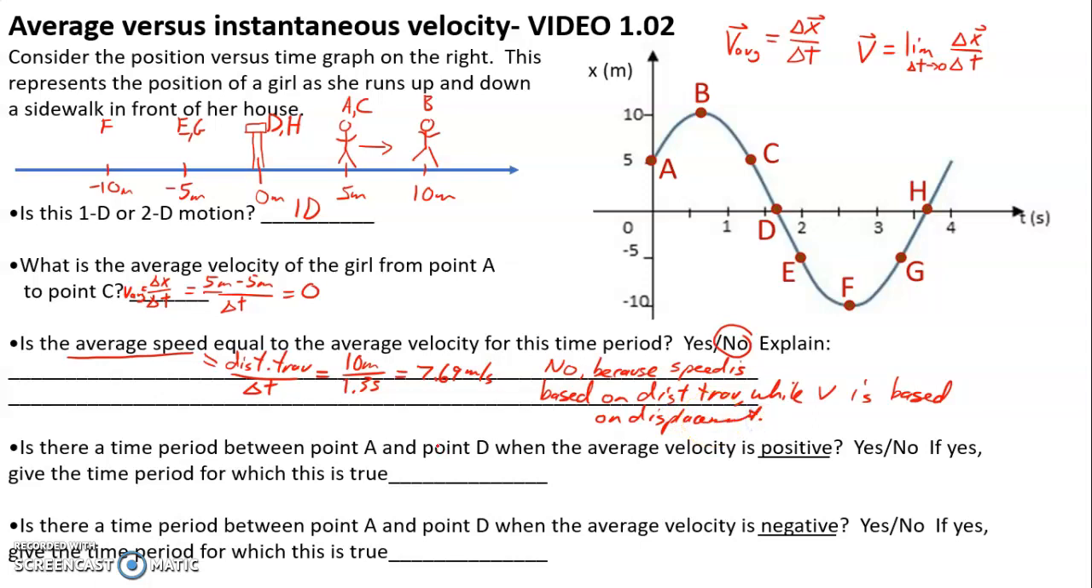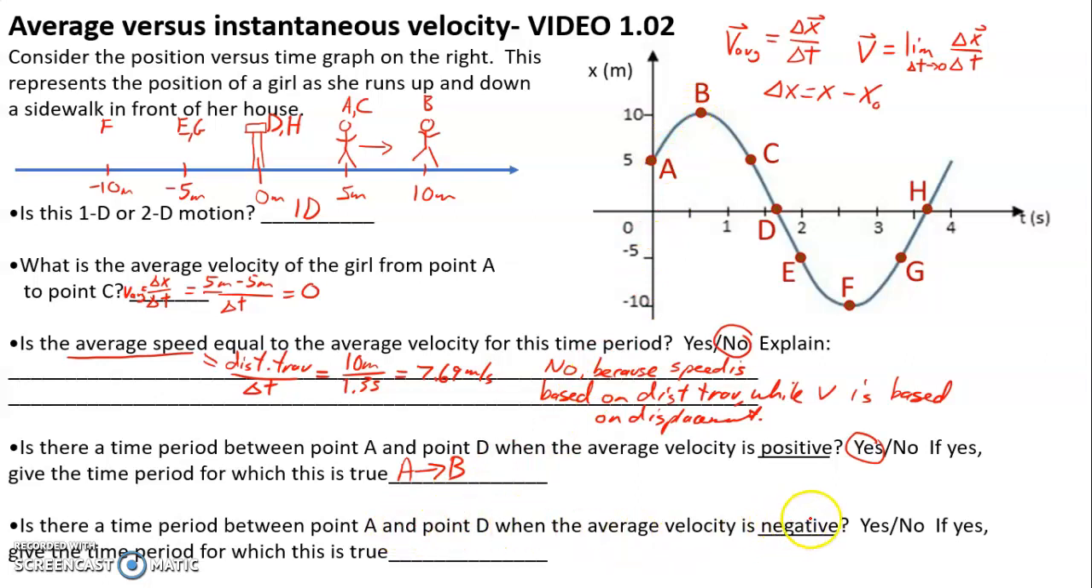That's the difference. All right, is there a time period between A and D when the average velocity is positive? Absolutely. If we look from A to B, the average velocity is positive. The final position, okay, remember delta x is x minus x naught, where x represents the final position, x naught represents the initial position. So 10 minus 5 gives us a positive number. So that's going to give us a positive velocity.